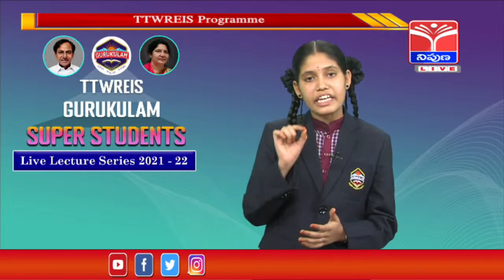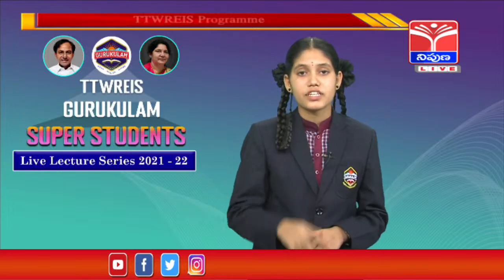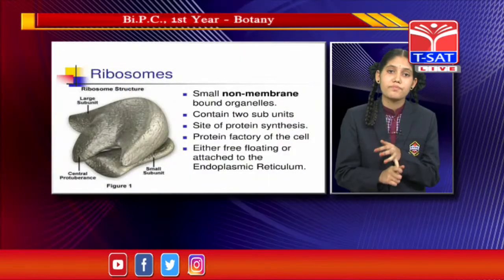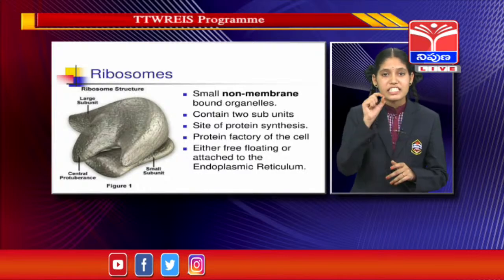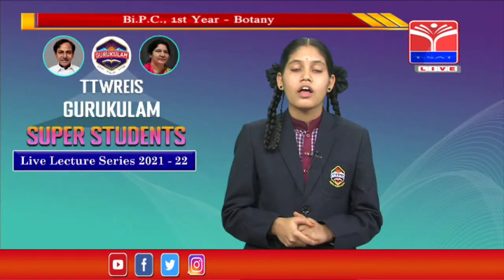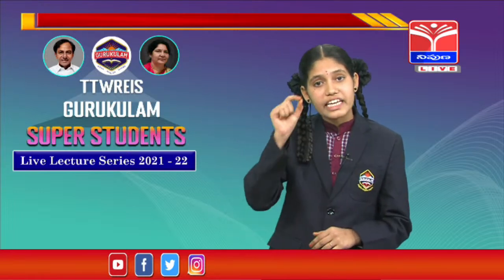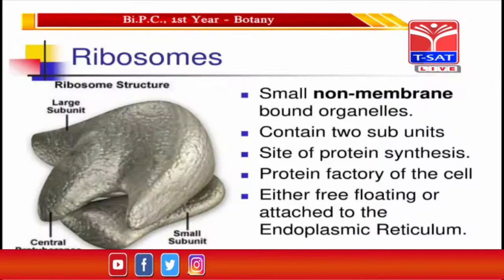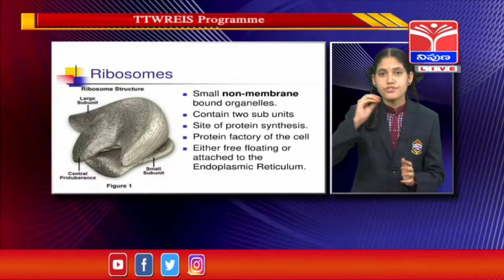Now we will go to the next cellular organelle, ribosomes. It is a small non-membrane-bound organelle. Ribosomes contain two subunits, a larger subunit and a smaller subunit. The larger subunit is 50S and the smaller subunit is 30S. Totally we can call it the 70S ribosome. We can call ribosomes the protein synthesis site of the cell. An important idea: the protein factory of the cell is equal to the ribosome. Why do we call it the protein factory of the cell? Because it synthesizes protein and supplies it to the cell.